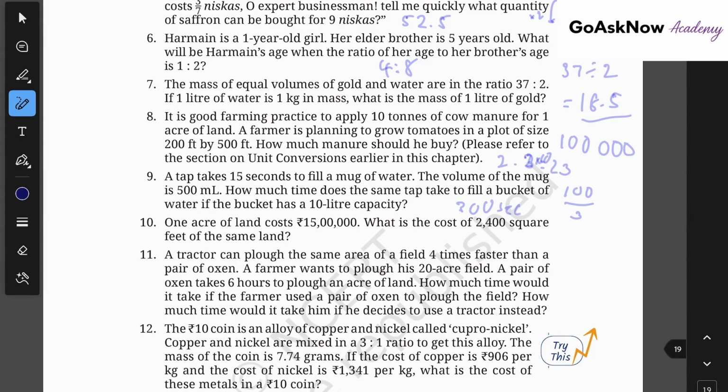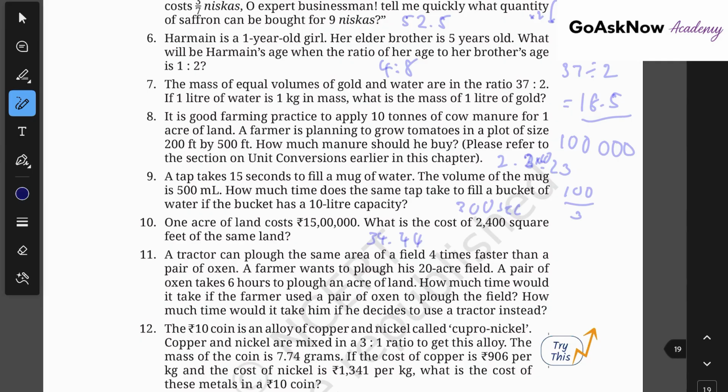Question 10. An acre of land costs 1.5 million rupees. What is the cost of 2,400 square feet of the same land? So we know that 1 acre is 43,560 square feet. We do 1.5 million divided by 43,560 to find how much it costs per 1 square feet of land. That is 34.44. So this is how much it costs for 1 square feet, and you find for 2,400.